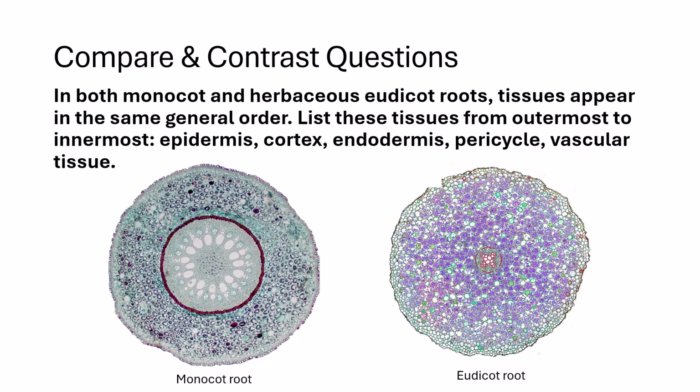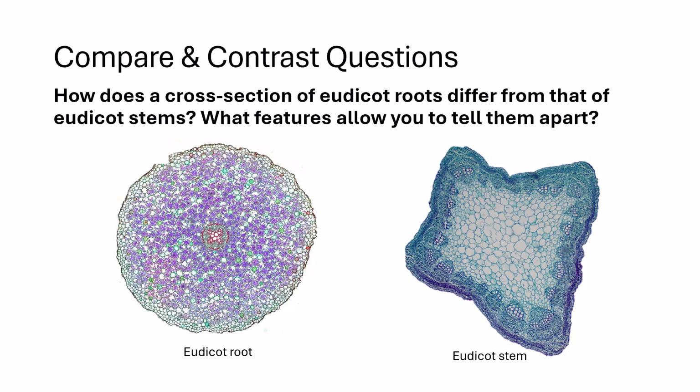Finally, compare a Eudicot root cross-section to a Eudicot stem cross-section. Think about what visual features would help you tell them apart. Focus especially on the arrangement of the vascular tissues and whether there is a central pith or a central xylem pattern. Use those visual clues to explain how you can distinguish a root from a stem in cross-section.